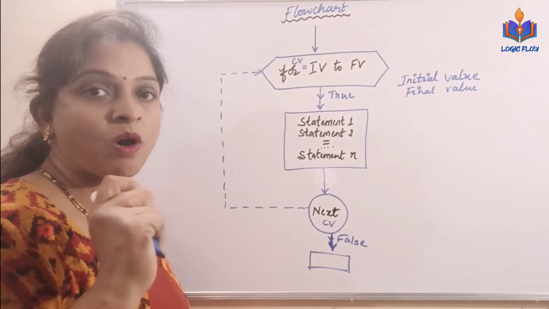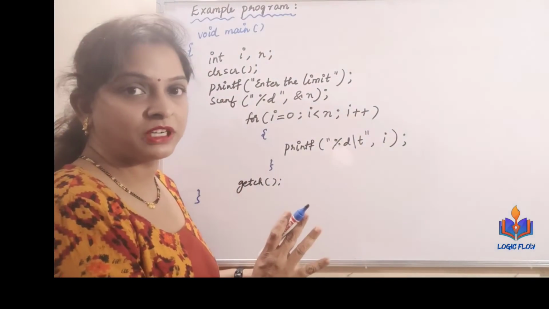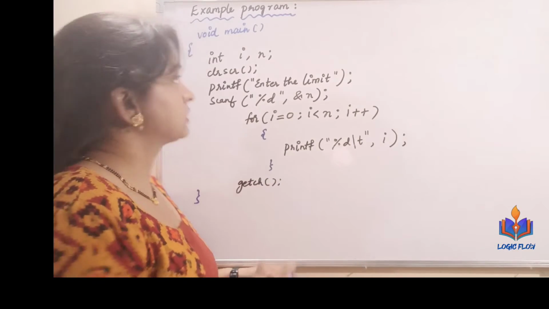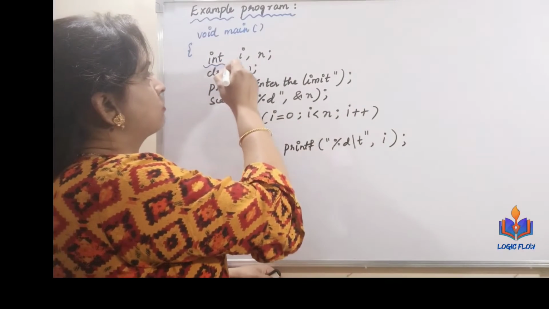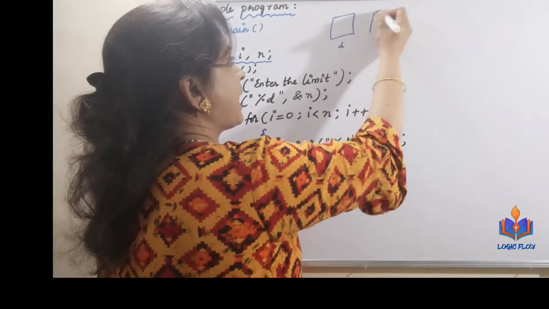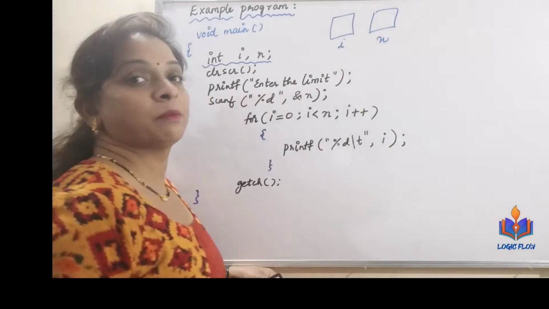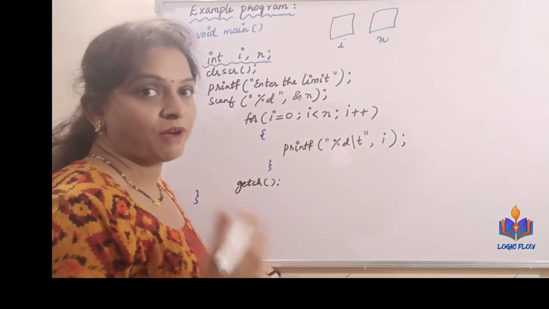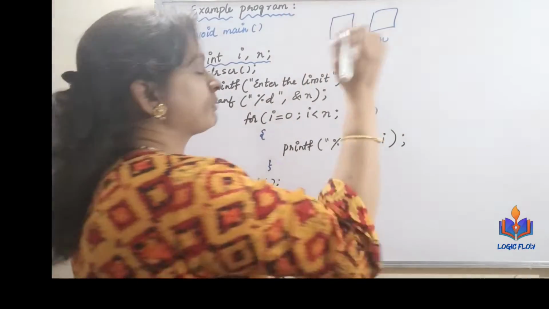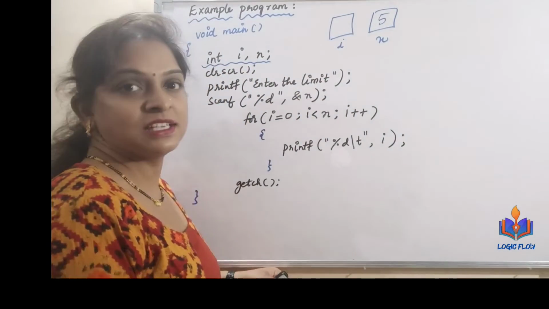So let us see a small example program. This program is going to print the values from 0 to n. Let us see how the program runs. As soon as the compiler encounters this variable declaration statement, it is going to allocate the memory for i and n. i is the control variable, n is the variable to accept the limit of values. I say enter the limit, accept the value into n. Let me give the value as, say, 5. So the value of n is 5.